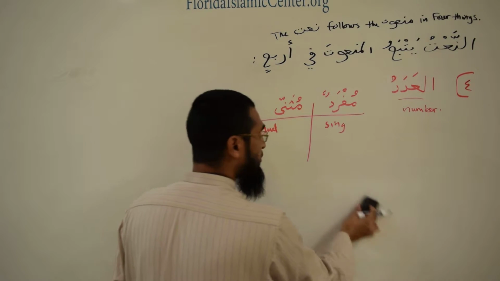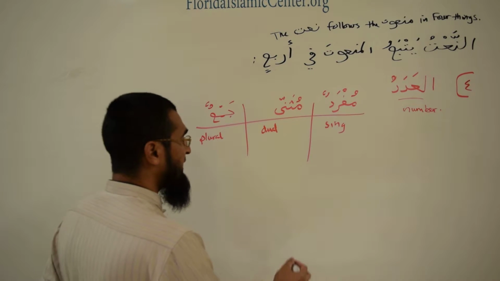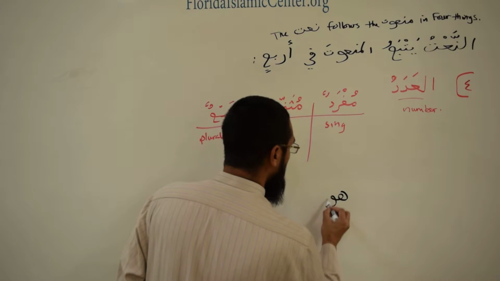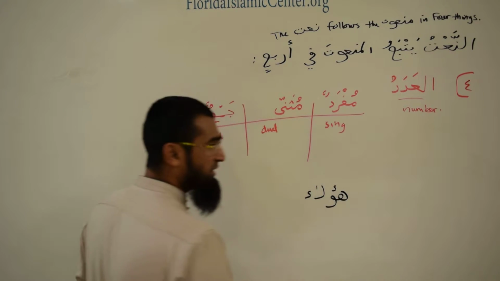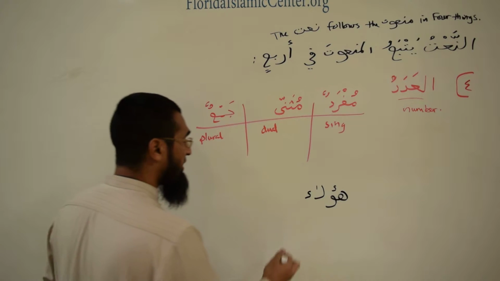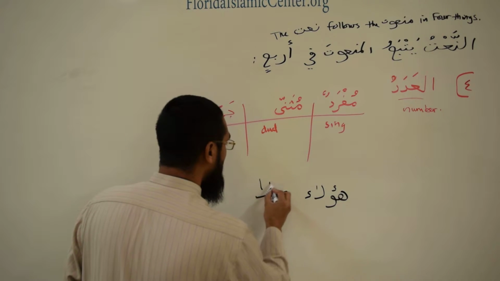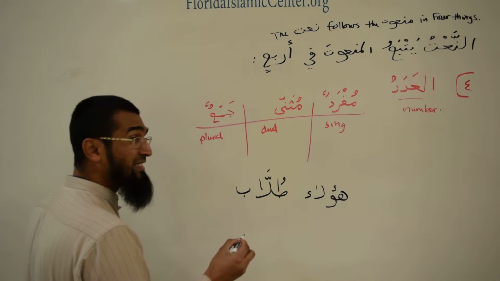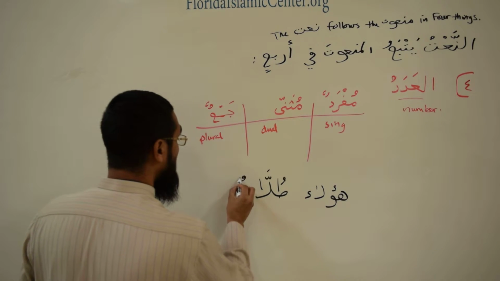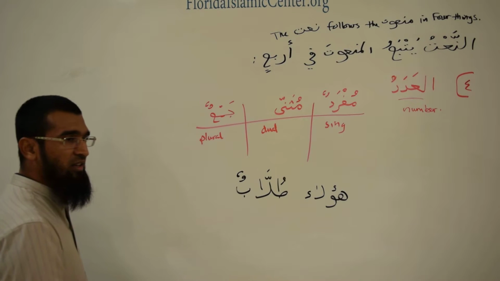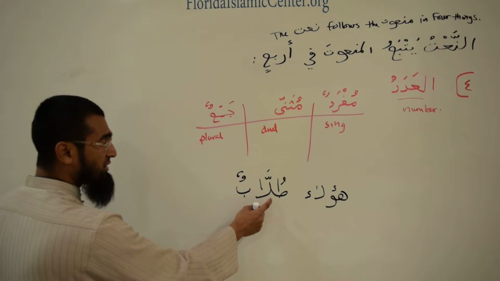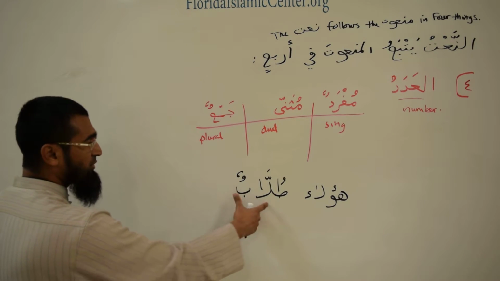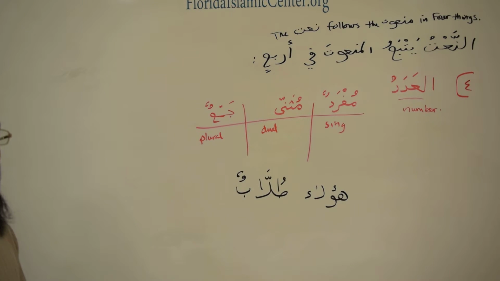And also in terms of the plural. If I say haulai, which means these are tulabun. We didn't see this word yet, but tulabun is the plural for student. So it means students. These are students. This is my man'ut. I want a naat to describe the students, and I want to say that they're hardworking.